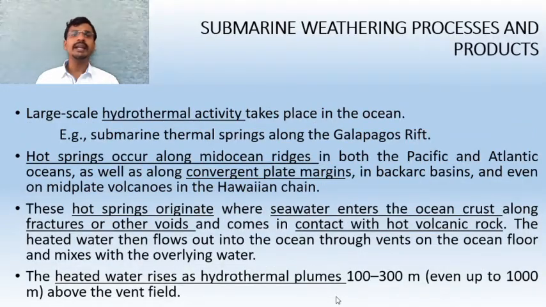Whereas when you see the large scale hydrothermal activity which takes place in the ocean, the example for which is submarine thermal springs along the Galapagos Rift. Hot springs occur along mid-oceanic ridges in both the Pacific and Atlantic Oceans, as well as along convergent plate margins, in back arc basins, and even on mid-plate volcanoes as in the Hawaiian chain. These hot springs originate where the seawater enters the ocean crust along the fractures or other voids, as we have mentioned, and comes in contact with the hot volcanic rock.